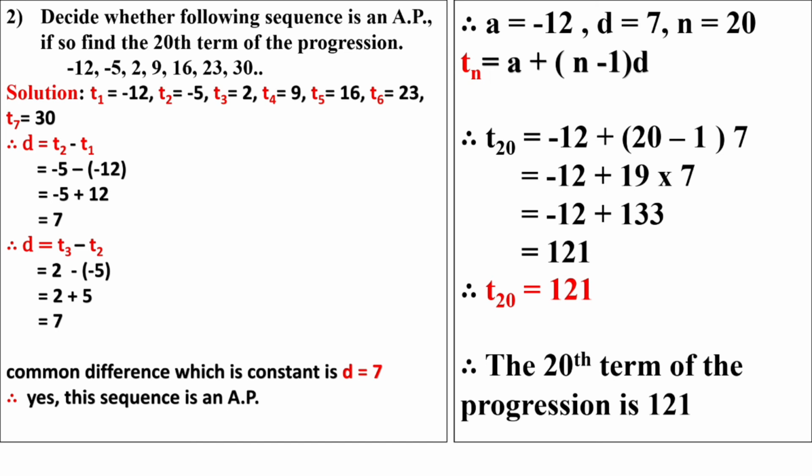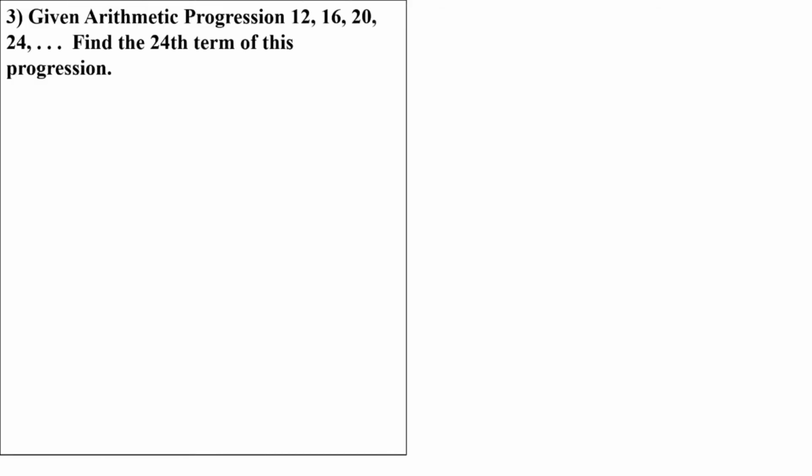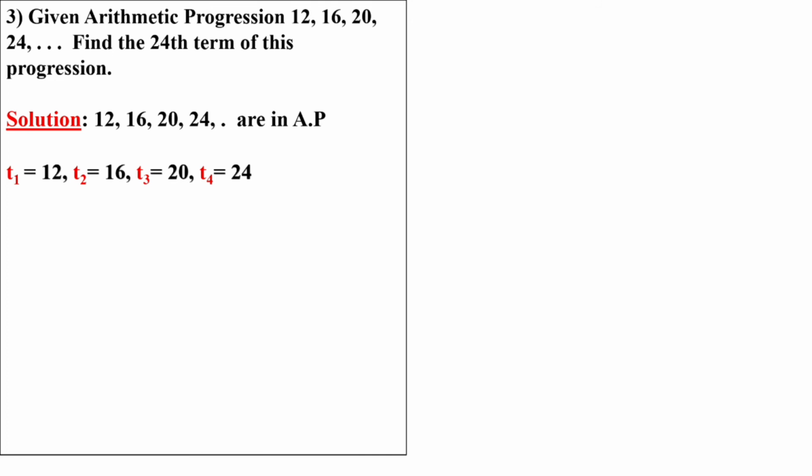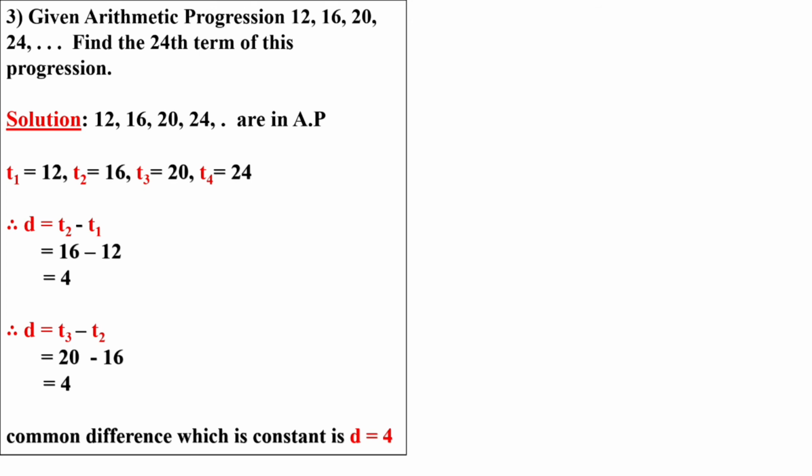Understood? Now let's start with the third one. Given arithmetic progression 12, 16, 20, 24. Find the 24th term of this progression. It is already given that it is an arithmetic progression, which means the difference will be constant. So here we need to find only one difference, but I have done two sums to find the difference. So the common difference, which is constant, is d equal to 4.